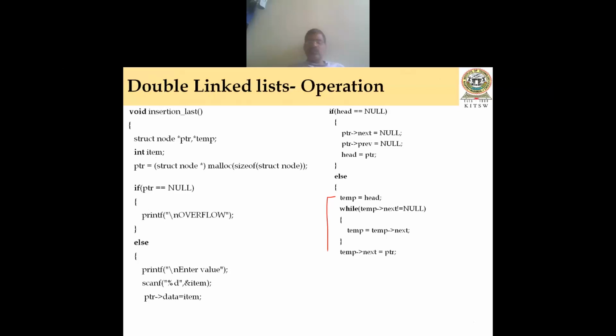So once we reach the end of the list, next we are going to make temp->next equal to ptr, ptr->previous equal to temp, ptr->next equal to null. This is how we can insert the node at the last.